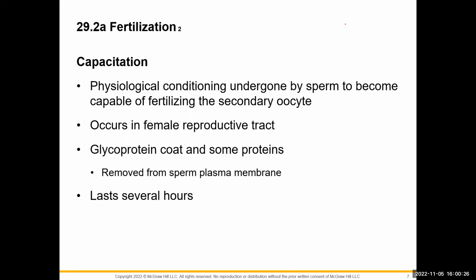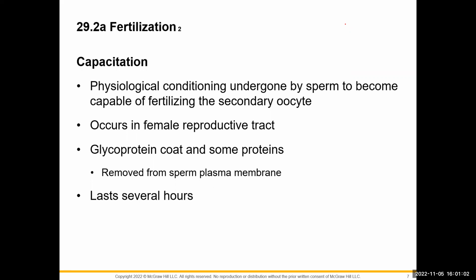And so there's a process as the sperm are trying to make their way to the secondary oocyte. They have to undergo a process called capacitation. It's a kind of conditioning, almost like training for a fight, in which the sperm are challenged to become ready for fertilizing the secondary oocyte. This happens as they're traveling through the female reproductive tract, from the vagina and the uterus into the uterine tubes.